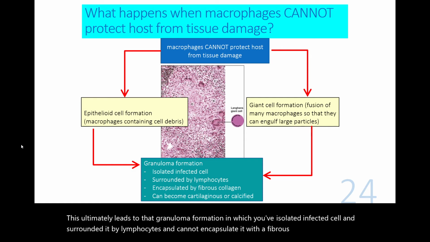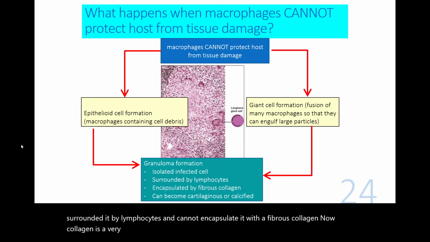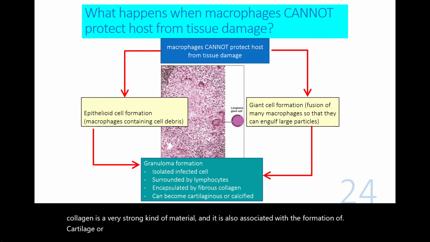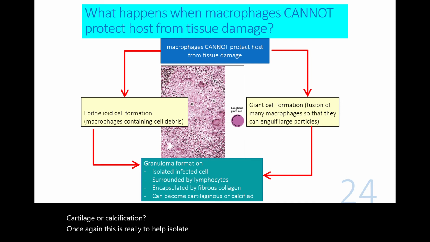Now, collagen is a very strong kind of material, and it is also associated with the formation of cartilage or calcification. Once again, this is really to help isolate and protect the body against tissue damage.